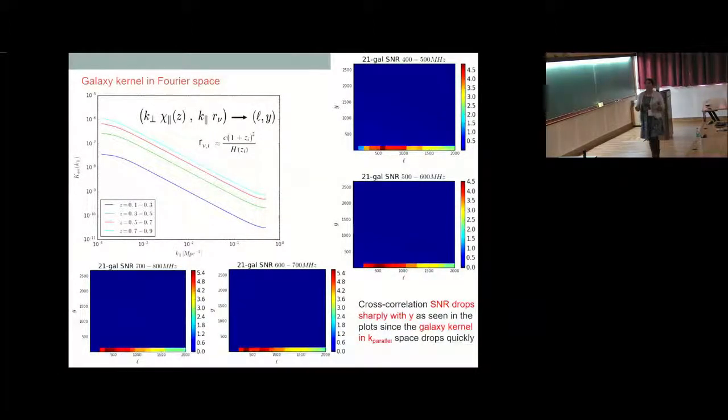When you plot the galaxy kernel in Fourier space, you've got the k perpendicular and k parallel modes. You can transform them to observational Fourier coordinates L and Y, and you can see that it falls off very sharply with k parallel. And you can see that in the SNR plots also. You can see that the power almost falls off with Y. Right?